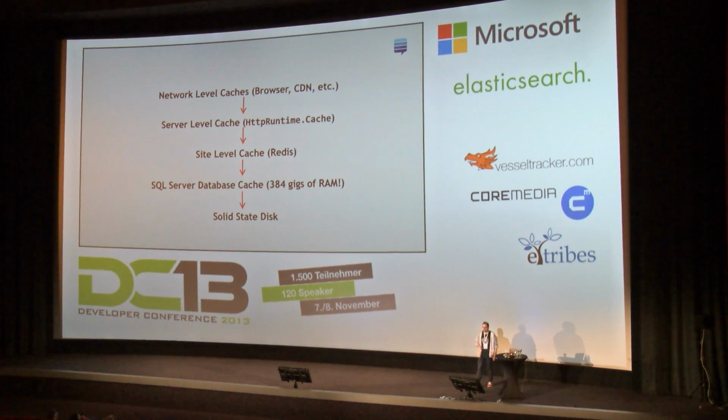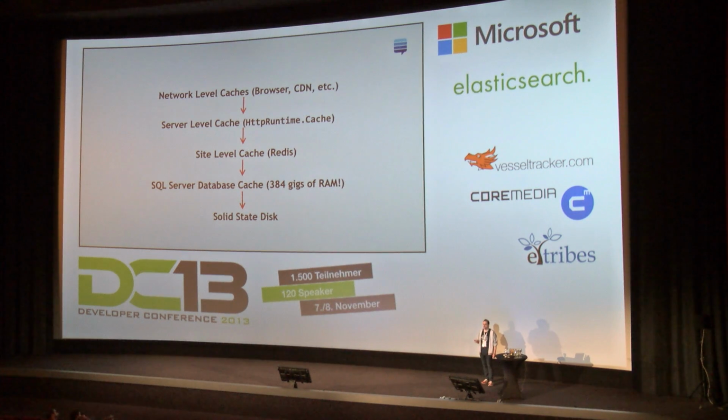Then we have one cache which is given for free by the .NET framework, which is called HttpRuntime.Cache. So this is an in-memory cache that runs per server. Each server has its own copy of the objects in that cache. The next level of caching is Redis. So Redis is a distributed cache. It's an in-memory key-value store.